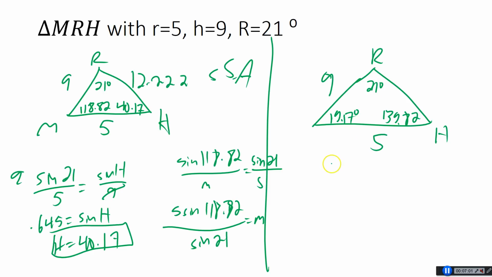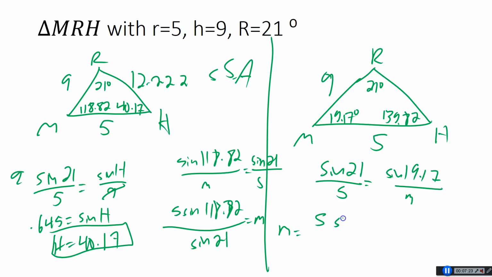All right, now over here, our biggest angle, not longest angle. Okay, so we got sine of 21 over 5 equal to sine of 19.17 divided by, in this case I didn't put m here, so m. Okay, so this time m is going to be, let's see, if we multiply by m, divide by sine 21, multiply by 5, we're going to have 5 sine 19.17 over sine 21.